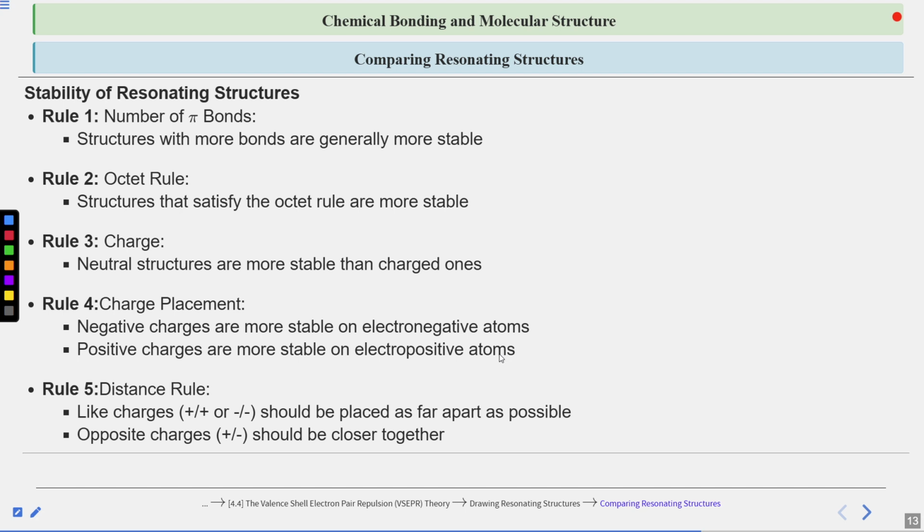So these are the 5 rules, and you should look at a structure's stability throughout by looking at each of these rules one by one. Got it?